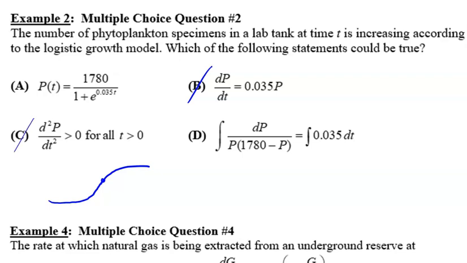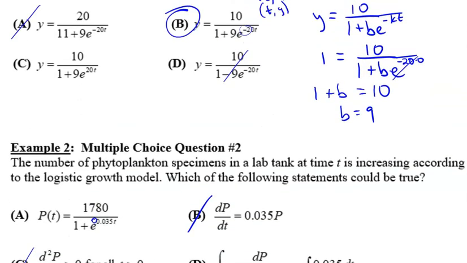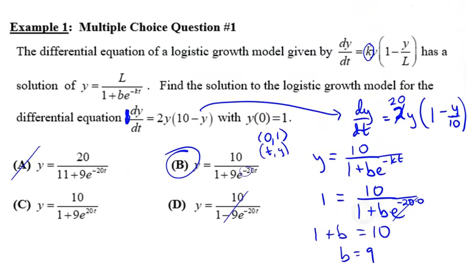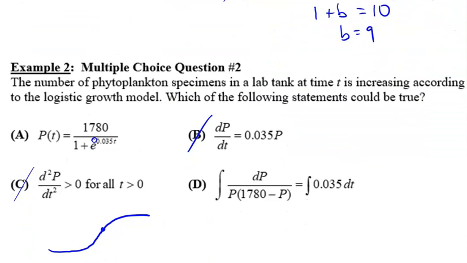This one right here is out because I need a negative value right here in order to have logistic growth. Remember, that function should look like this right here, where we have negative kt. So that is out.